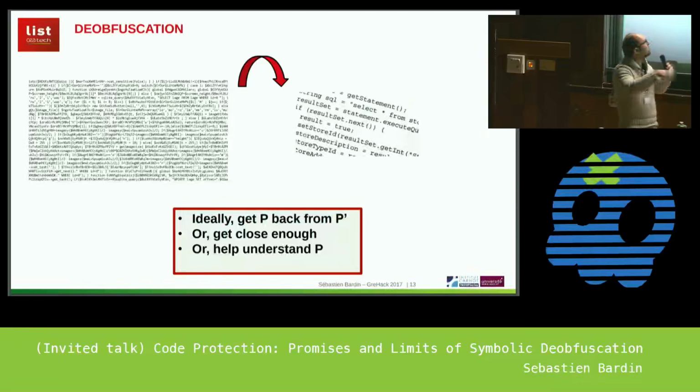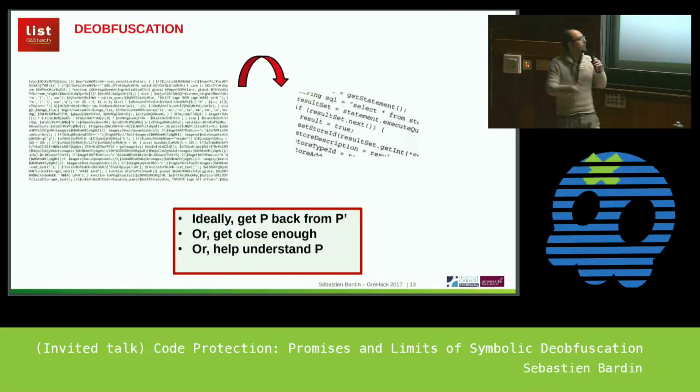But this is all part of deobfuscation. And obviously, in deobfuscation, you can have very small steps, like getting the control flow graph and the instructions back. But ideally, you would also like to understand the behavior of the program and stuff like that. In this talk, we'll focus only on recovering basic steps like the control flow graph or instructions.